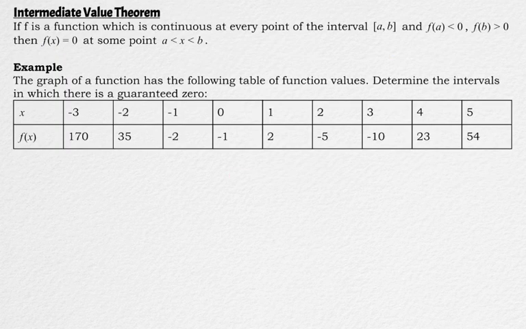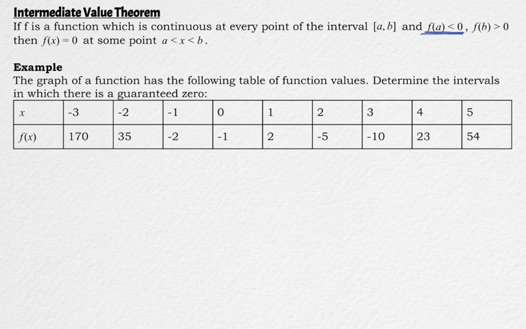The intermediate value theorem is kind of interesting. It says if f is a function which is continuous at every point of the interval from a to b. That means that like we're graphing, let's say a is here and b is here. That means the function is continuous. There aren't any holes or vertical asymptotes or any weird things happening between a and b.